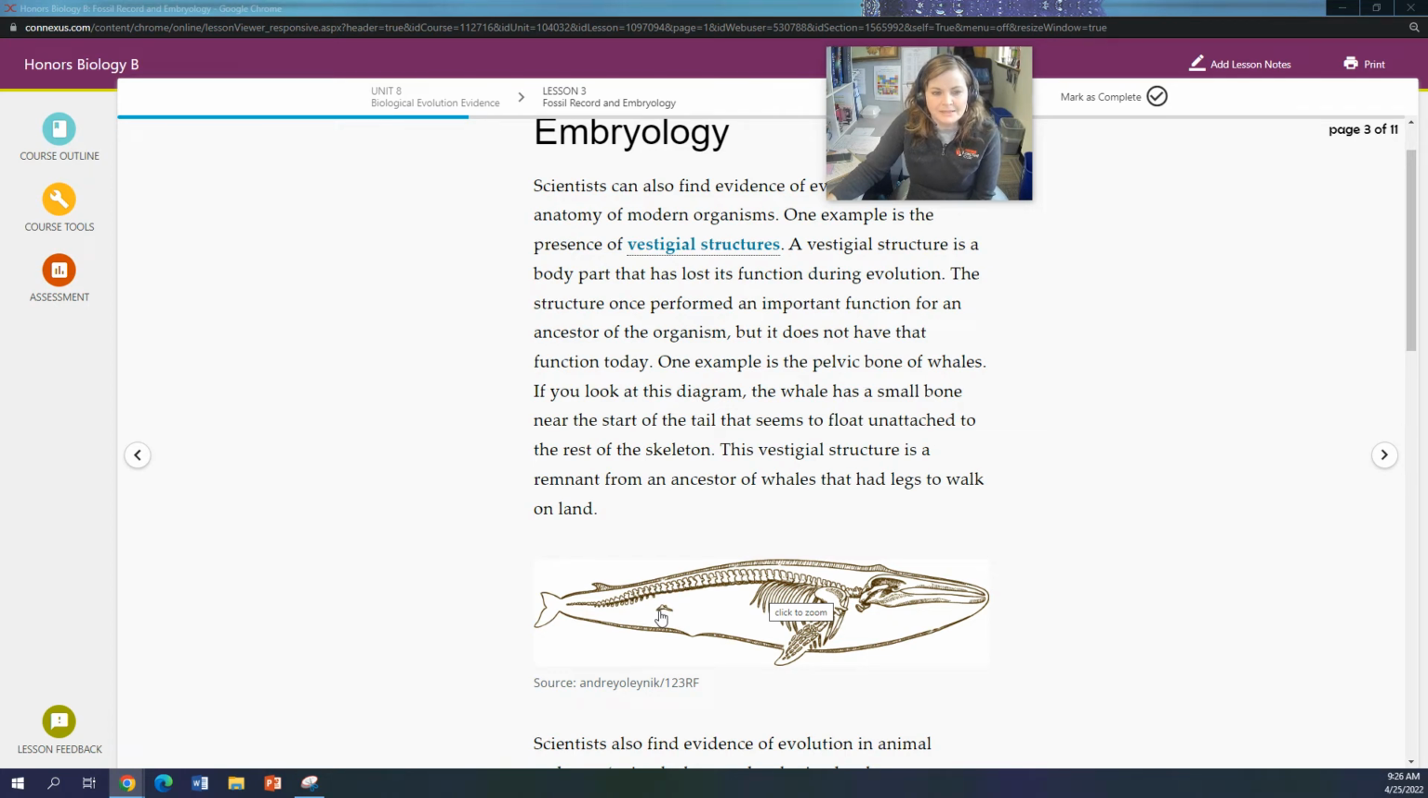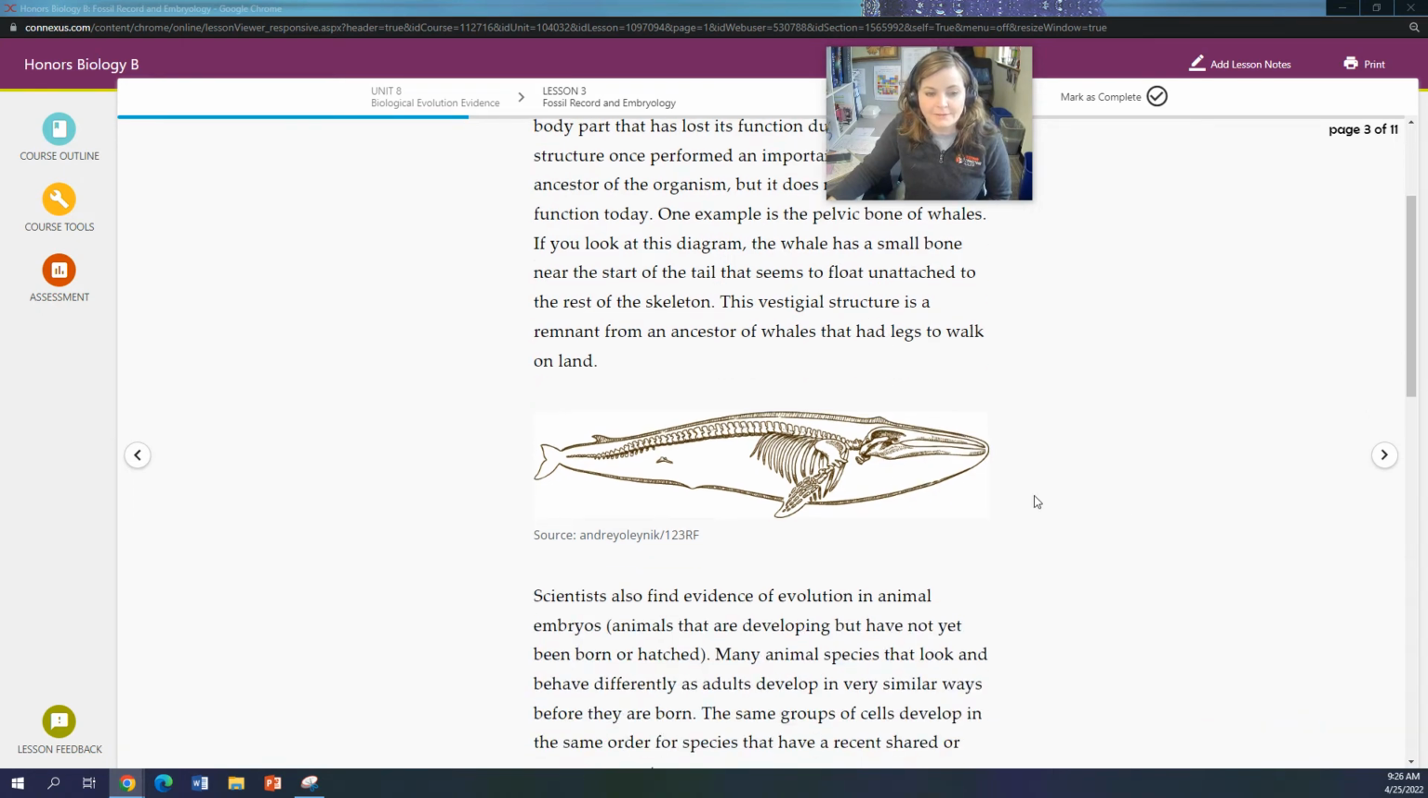And this is a remnant of the pelvic bone when whales used to have legs to walk on land. So whales are actually supposed to have come around later after animals moved from water to land. Some animals started going back into the water, and that would have been where the whale kind of arrived from.